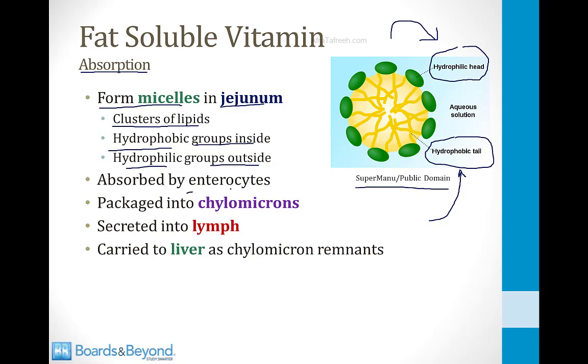These micelles are absorbed by enterocytes and packaged into chylomicrons. The chylomicrons are secreted into the lymph, and then the lymph carries the chylomicrons to the bloodstream and then the liver as chylomicron remnants. And I talk about this in more detail in the modules on lipid metabolism.